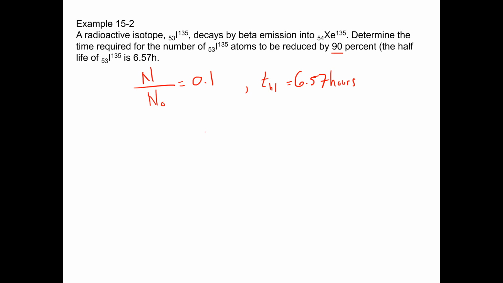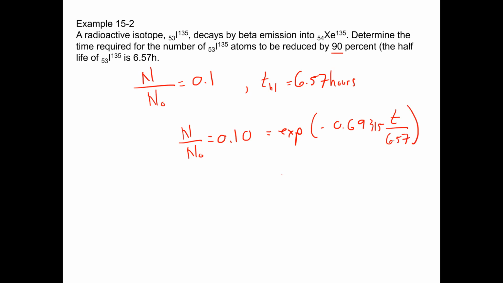Using the equation from the prior slide, looking at the half-life, we want to reduce this to 10% of where we started. That would equal the exponential of negative 0.69315 multiplied by time t over the half-life. If we were to do our exponential math, we would find that it would take 21.8 hours.